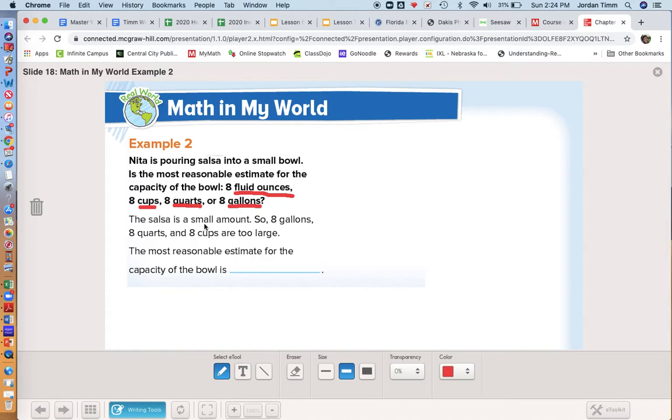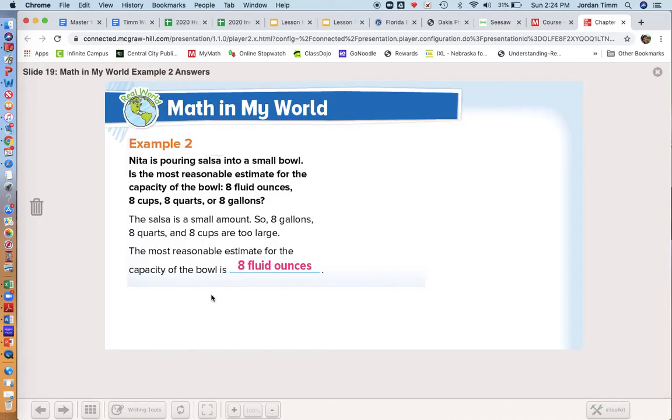There's only one reasonable choice, okay? So write down the most reasonable estimate here. Would it be fluid ounces, cups, quarts, or gallons? Write down, and then we will check our answer together. Okay, hopefully you wrote down 8 fluid ounces, so about 8 nail polish bottles for a small bowl, okay?